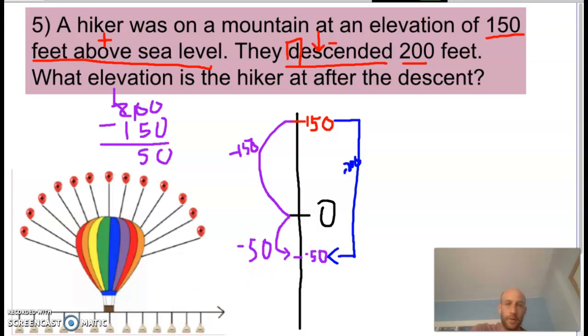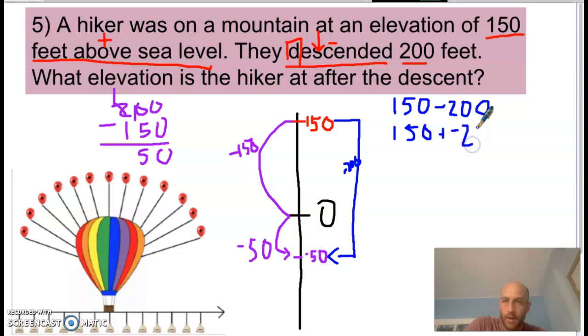The other way to do it is with an expression. We started at 150, and we descended or went down or subtracted 200. Remember, we want to work with addition expressions. So how do I add something and make it go down? Well, I need to add those negative sandbags. That'll weigh down my hot air balloon. Add negative 200.